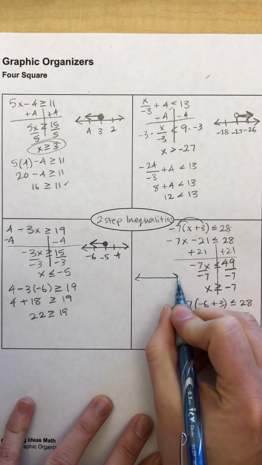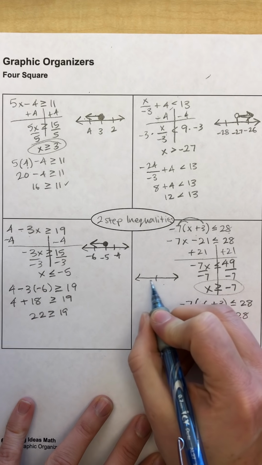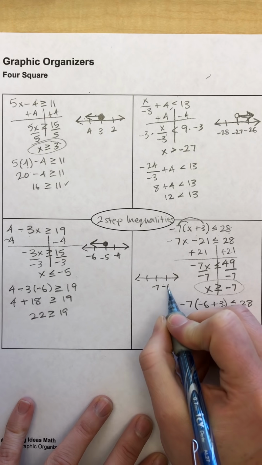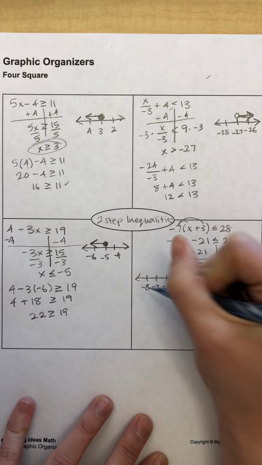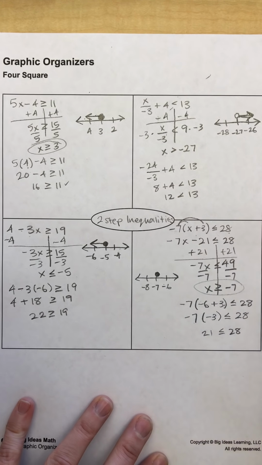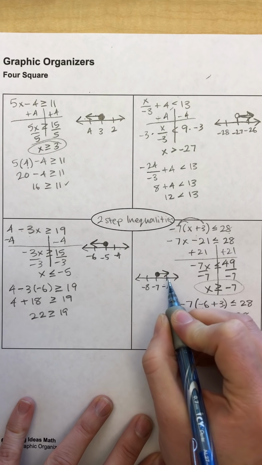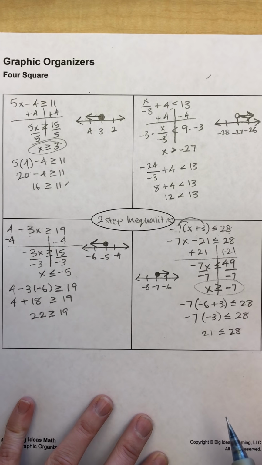So then we can do our graph. Remember, this is what we're graphing. So negative 7, negative 6, negative 8. It's going to be a closed circle. And remember, we tried plugging in negative 6, so we want to go towards negative 6 because that did work and was a solution to our graph.